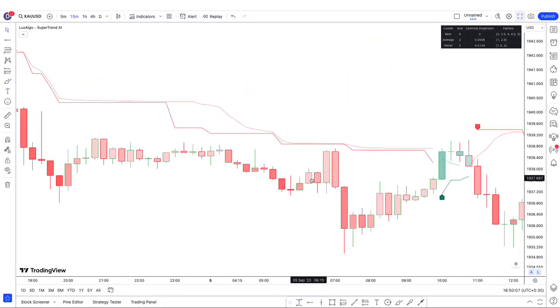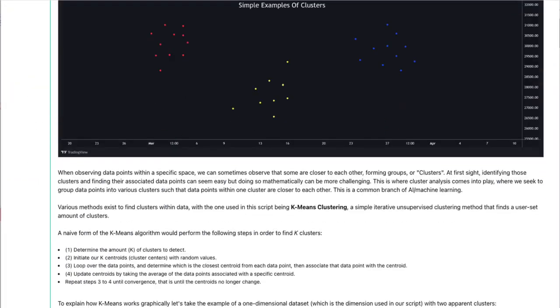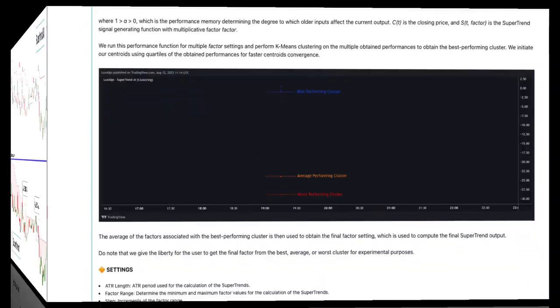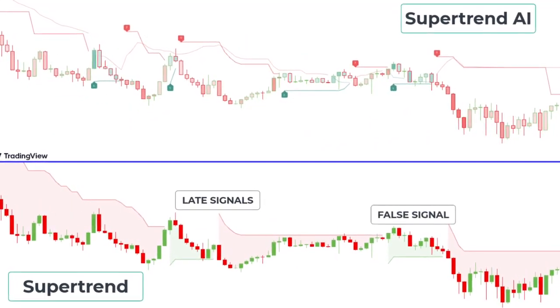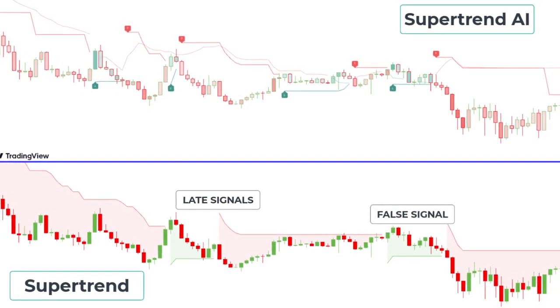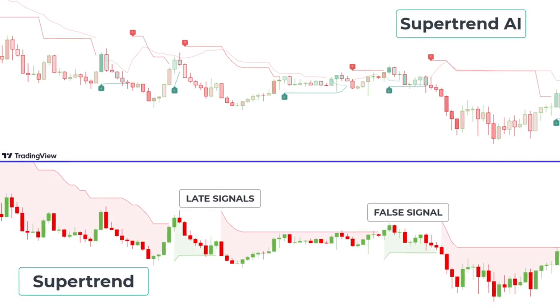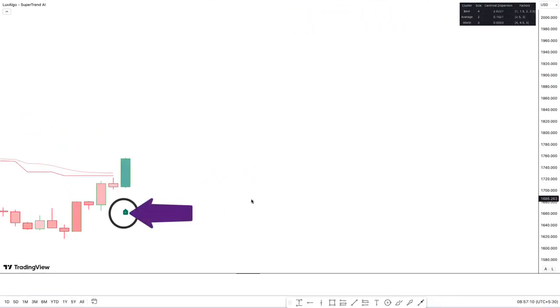The developers have completely redesigned the Supertrend indicator using a machine learning technique called K-clustering. Compared to the traditional Supertrend indicator, we can see how much better it is at finding trends and capturing those trends. This indicator uses artificial intelligence to determine how likely the market is to change direction. These numbers determine the probability of the trade being correct.